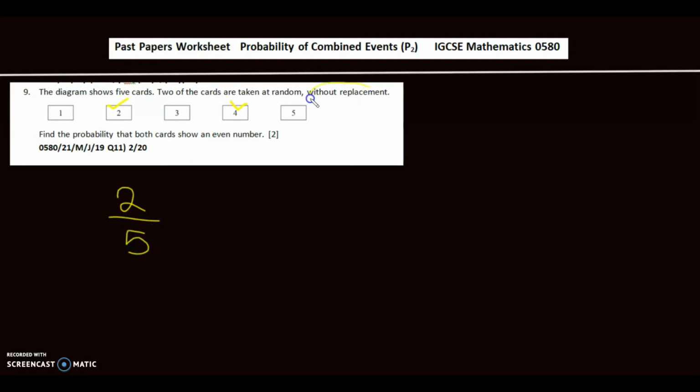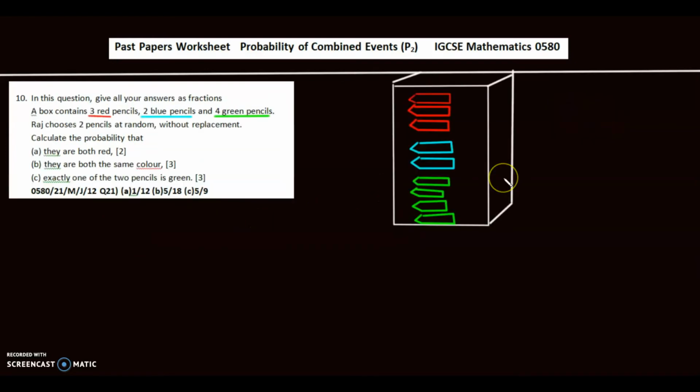And the question says without replacement. That means if we get one of these cards, either 2 or 4, we take it out. We put it outside, we do not put it back in the set. Which means the next time the total number of cards would be 4, 1 less, and now the total even numbers would be 1, because we've already taken 1 out from the set. So the answer would be 2 upon 5 times 1 upon 4, which is 2 upon 20. Okay, next question.